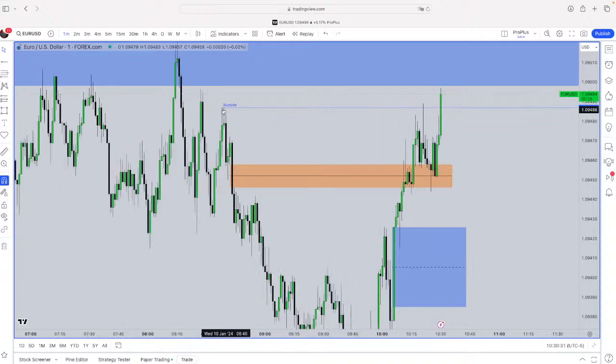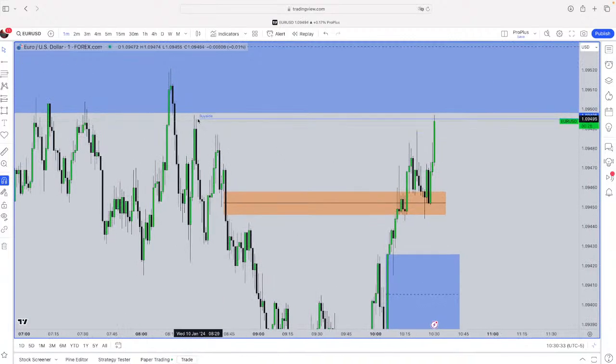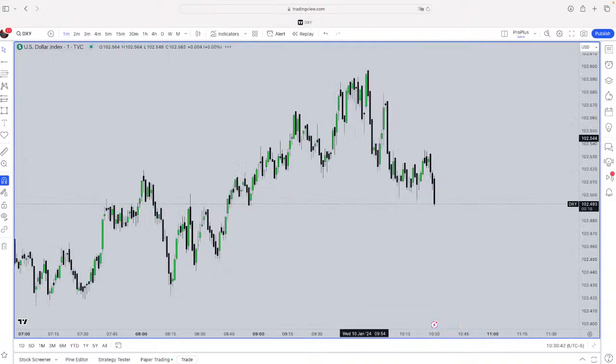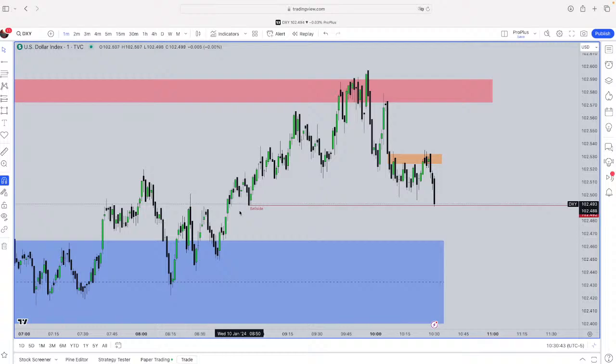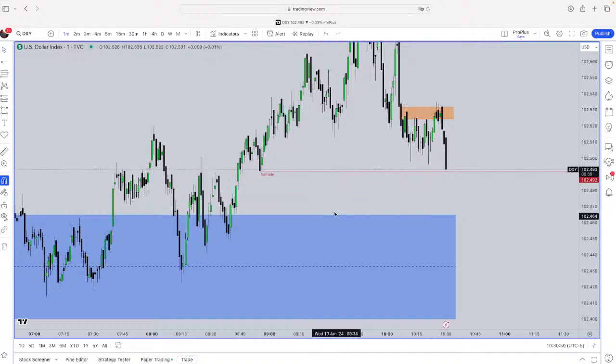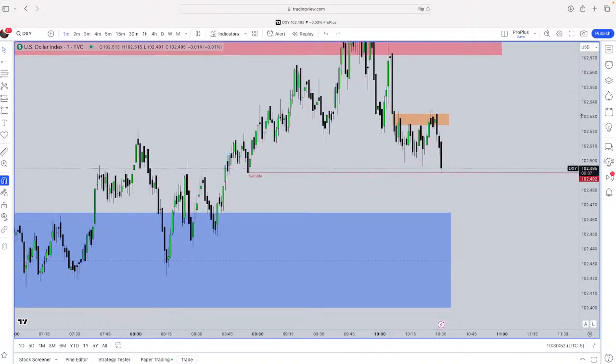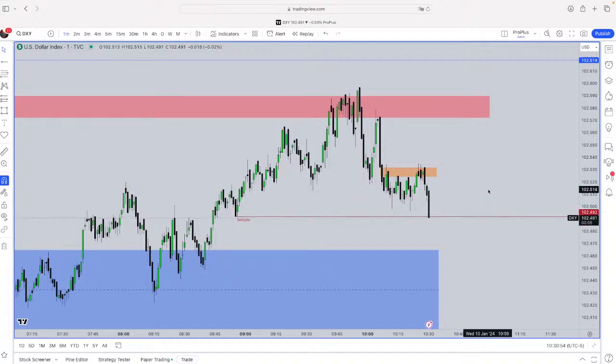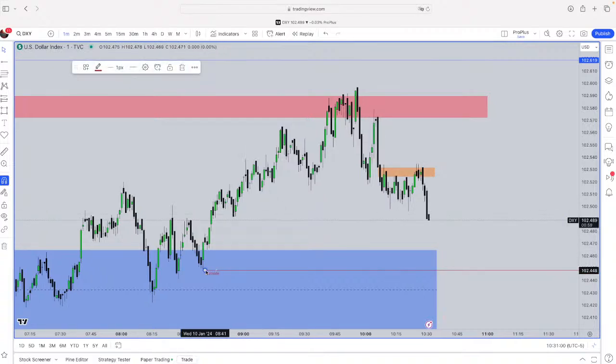So yeah, buy side just been taken here as well. So next would be here. Dollar just taking this sell side. So next would be, I'll just say the high, and then if you want to dip down a little bit lower, that sell side down here.